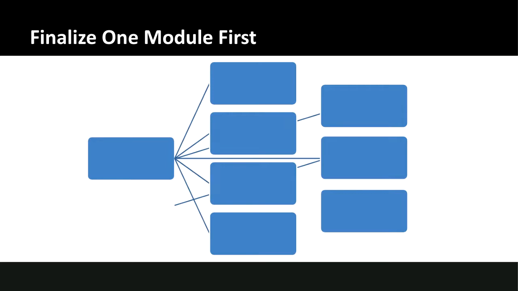So it may not be a great idea to build module one first, for example, because that might be more of an introduction to the course. It may not follow the structure of organization of subsequent modules. So you want to build out a module that you think will have a good structure that you can base your content-rich modules on.